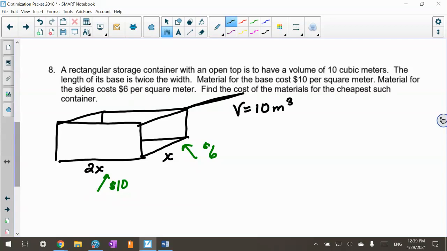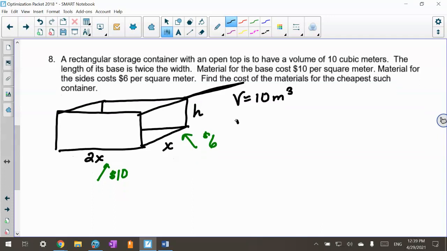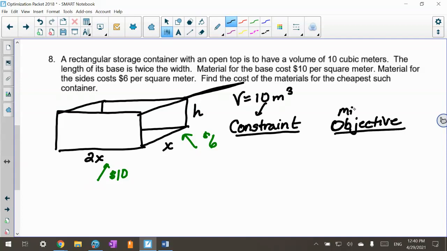Well, first of all, I called the height h because they didn't really tell us anything about it. I'm going to set this up so I have my constraint. My constraint is basically my volume, right? Because they told us it has to be 10 cubic meters. My objective is to find the cost of the materials that is the cheapest, the minimum cost. So minimum cost is the objective, and our constraint equation has to do with volume.